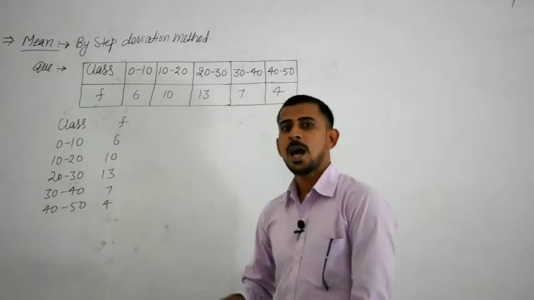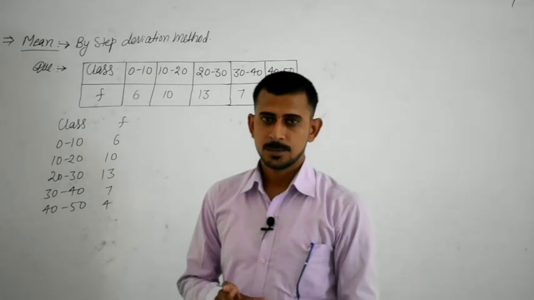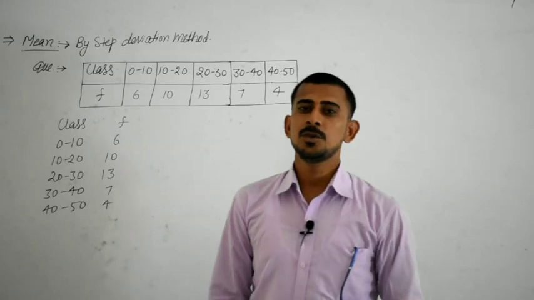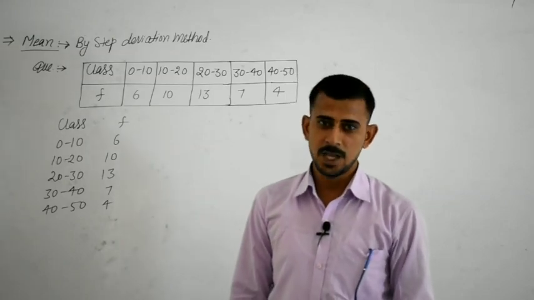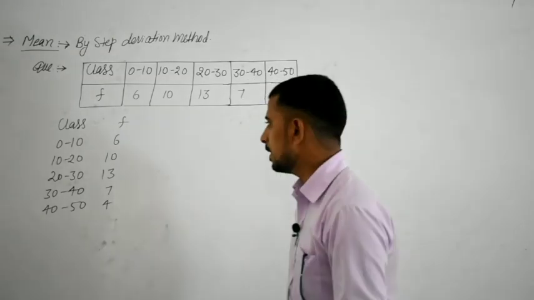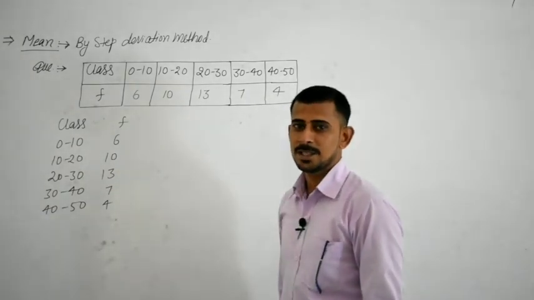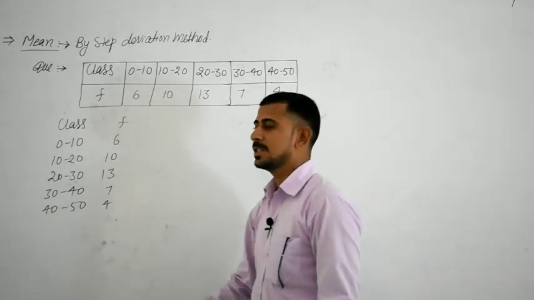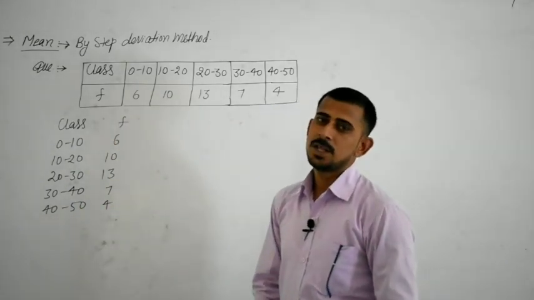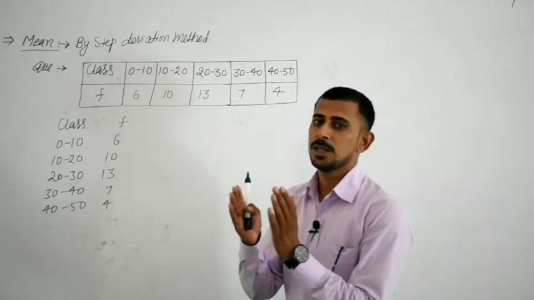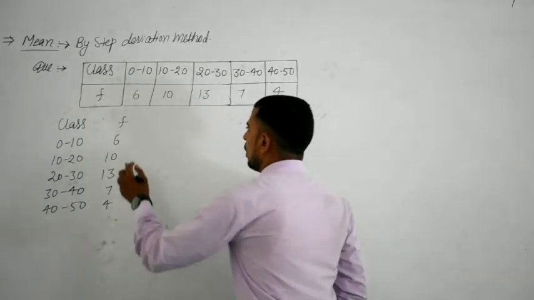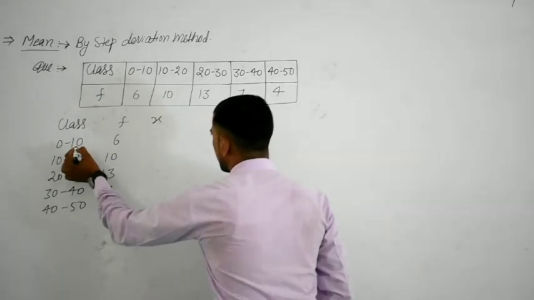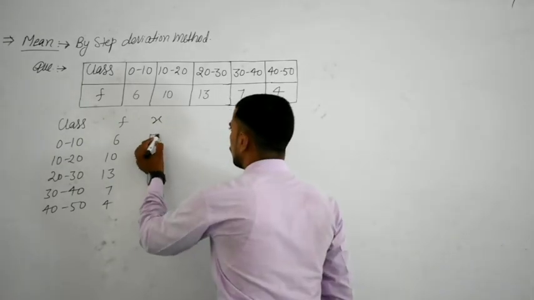In this question, the class interval and frequency f are given and we are going to find the mean by the step deviation method. First make a frequency distribution table. Class is given and frequency is given. Now we want the value of class marks for each class interval. For the first class interval 0 to 10, class mark x is 0 plus 10, that is 10, divided by 2 means 5.